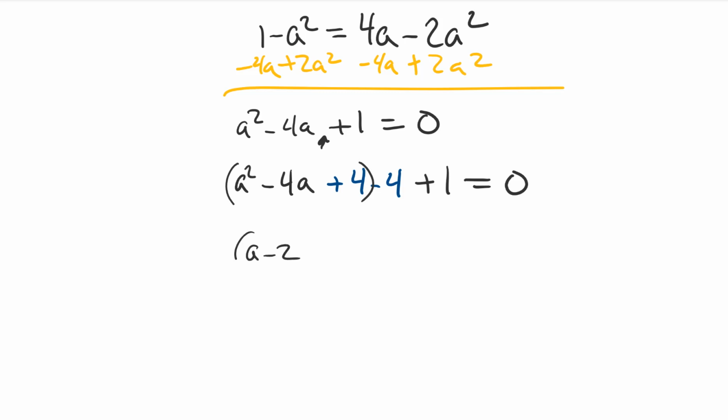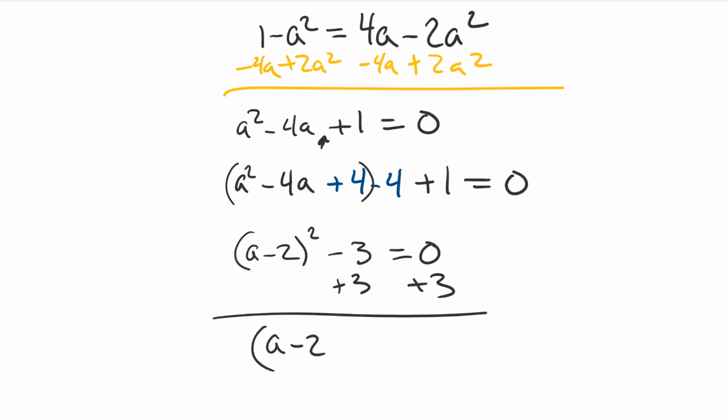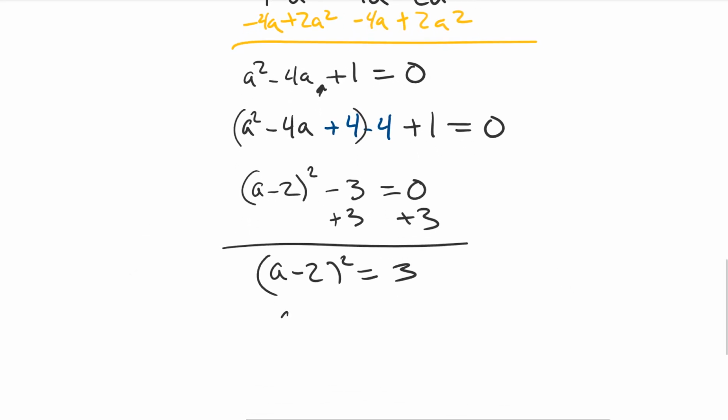So this creates a perfect square. That's a minus 2 all squared, and then minus 4 plus 1. That's negative 3. Now we just add it on over to solve. A minus 2 squared is equal to 3. Hit it with a square root on both sides, and don't you dare forget that when you hit something with a square root, you better hit that number with a plus or a minus, getting those two different values.